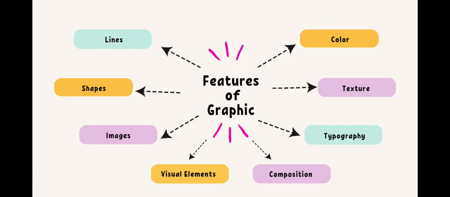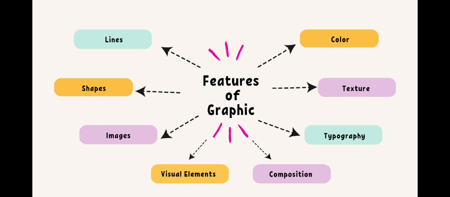Next up, we have features of graphics. First is lines. Lines are the basic feature of graphics. They can be used to create other kinds of shapes, to create borders, etc. Second is shapes. The geometrical shapes such as triangles, rectangles, circles, these all are shapes which can be used in a combined form to make a full graphical element. Third is images. We can use images in our graphic designs to enhance the message.